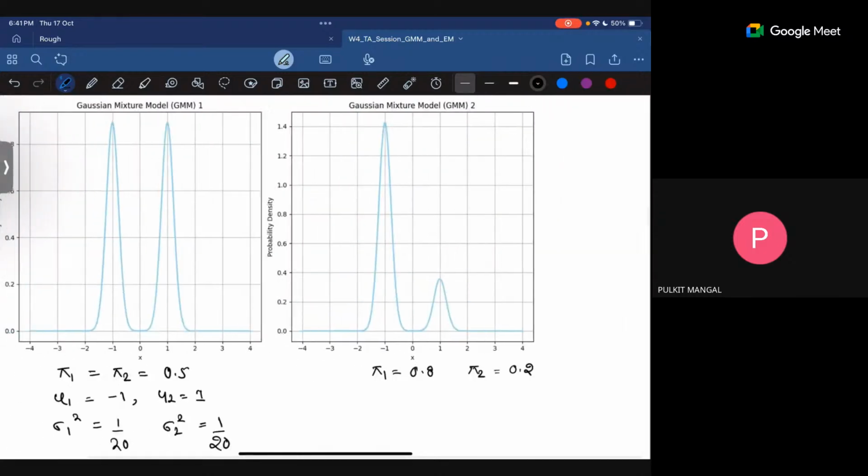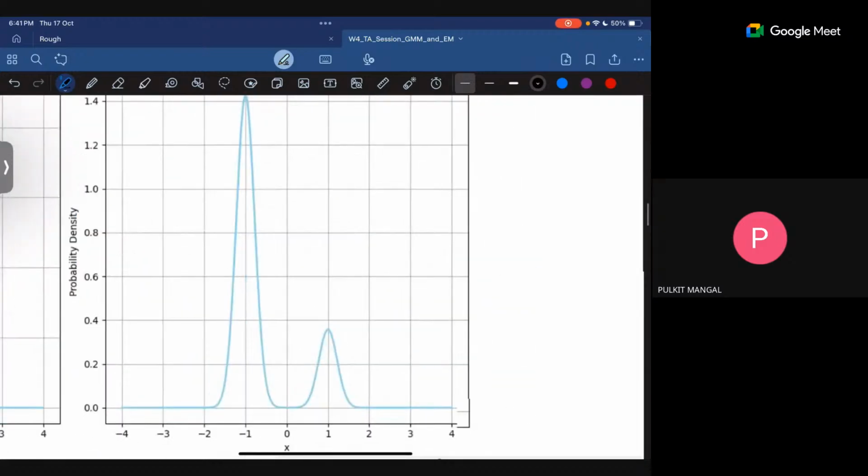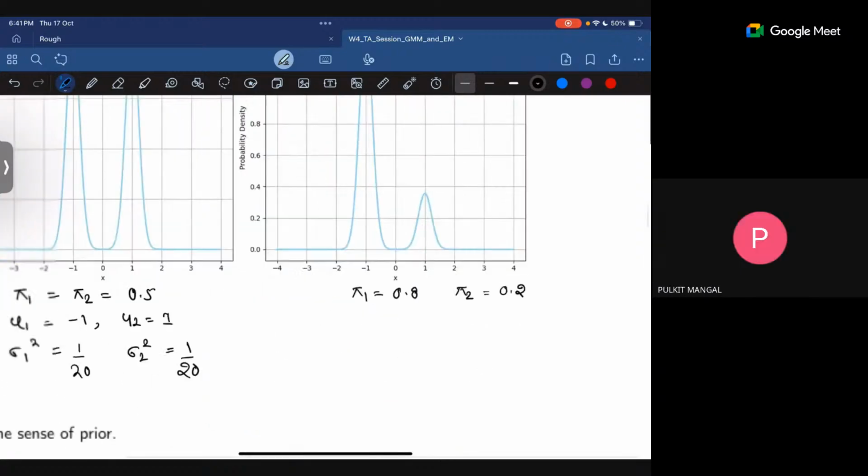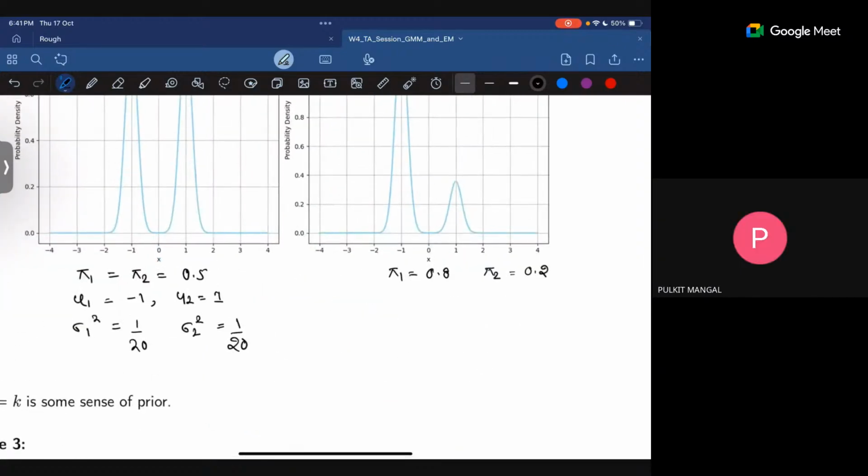Now, what would be the means mu1 and mu2 of component 1 and component 2? Is it the same? Yes, it's the same. Both are the same actually. I only changed the probabilities.